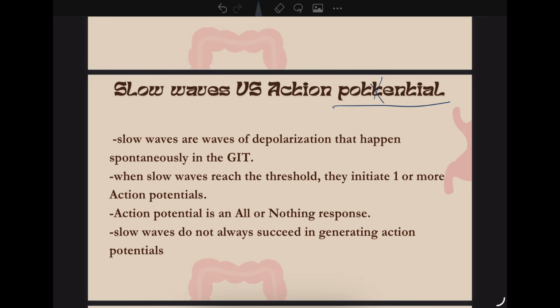So these slow waves, what do they do? They are waves of depolarization that are very close to the threshold, but they do not usually reach the threshold. What do I mean by that? Action potential is an all or nothing response. Okay? So if you reach the threshold, an action potential is generated. If you do not reach the threshold, you do not have action potential and no muscle contraction at all. So if the slow waves manage to reach the threshold, it causes an action potential. But it doesn't always succeed. Is that idea easy to understand?